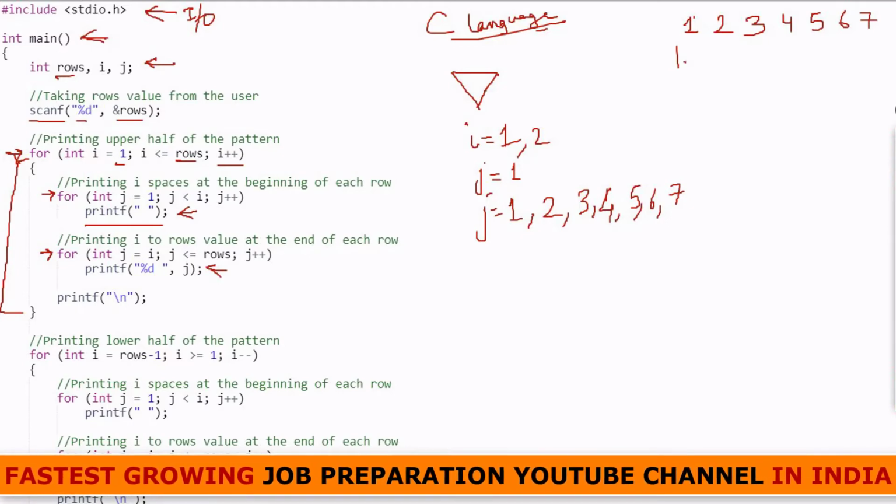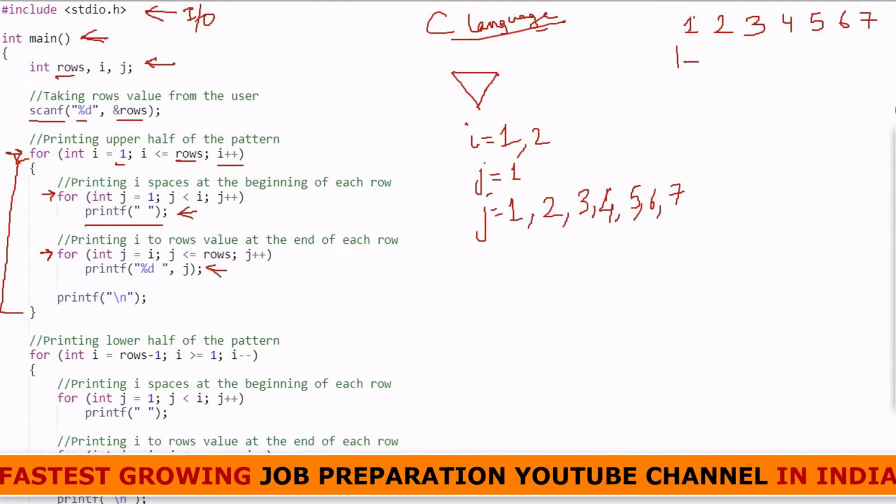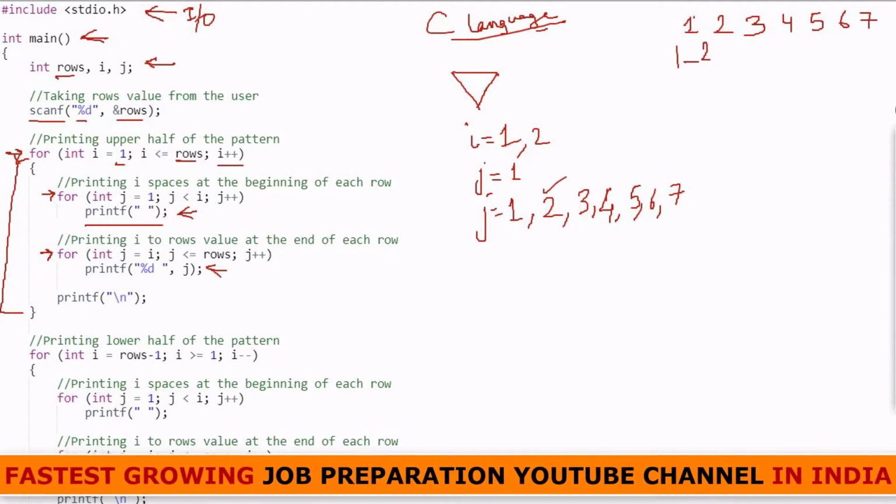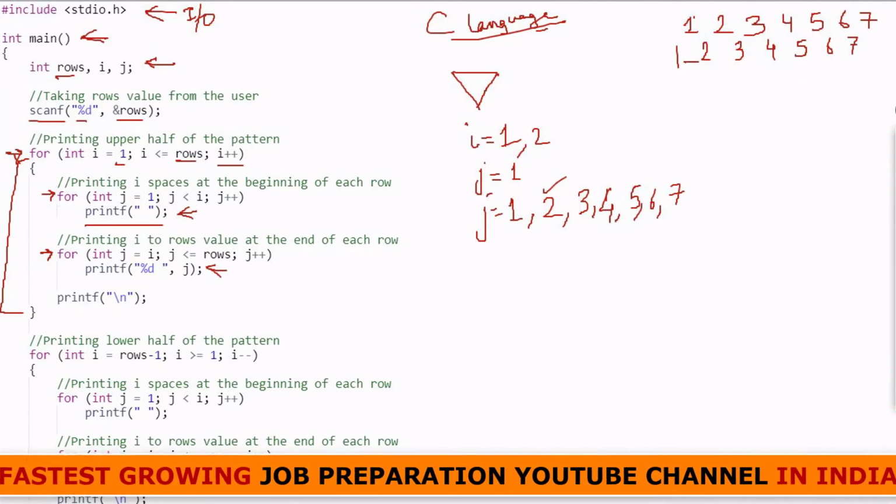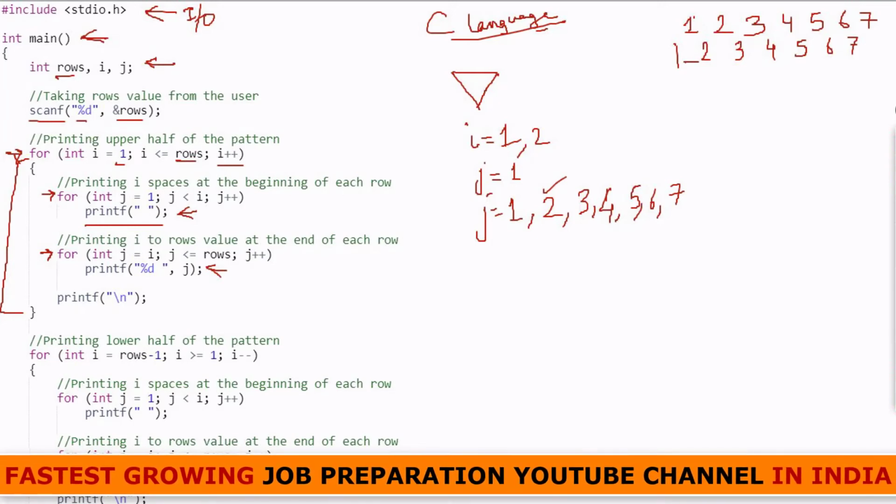So for the second line the single space comes here, gets printed, and in this third loop it will again start printing from I, that is 2. So it will print 2, 3, 4, 5, 6, 7. See, only one space is going, that's why it is shifting with one space, and that's why it is coming in between 1 and 2 of the first line.